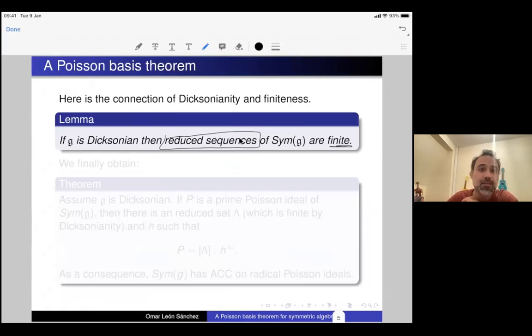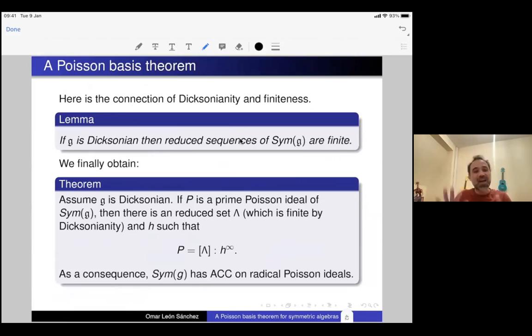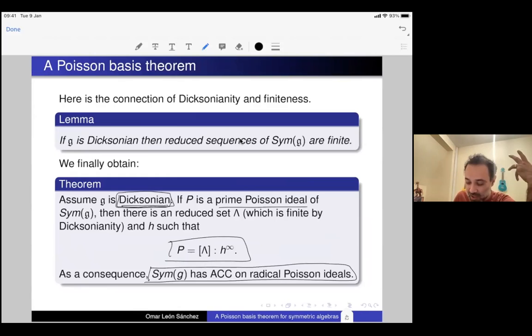Once you have this, then you apply the same ideas as in the differential context: if you have a Dicksonian Lie algebra, then every prime Poisson ideal looks like this. And as a consequence, you get that the symmetric algebra has ACC on radical Poisson ideals. So the assumption of this theorem is a Dicksonian Lie algebra. If the Lie algebra is Dicksonian, then the symmetric algebra satisfies the ACC on radical Poisson ideals.